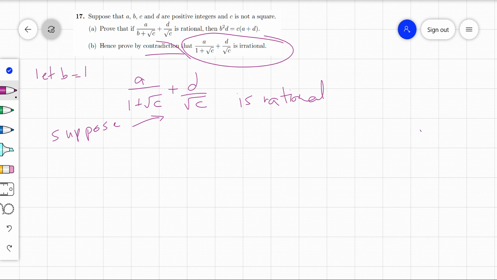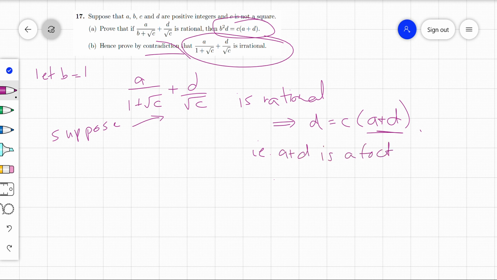Now if that's rational, remember we just showed this, where b is 1, so if I put 1 squared d equals c times a plus d. So this has to work. d has to equal c lots of a plus d if this is to be rational. But what does that actually mean? That is, a plus d is a factor of d. That sounds a bit of a worry. a plus d is a factor of d.